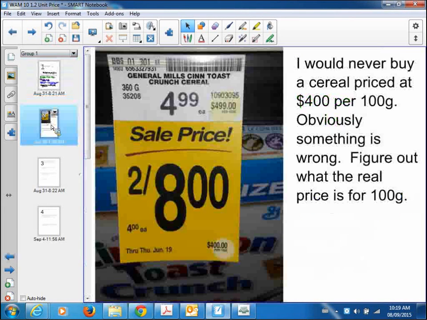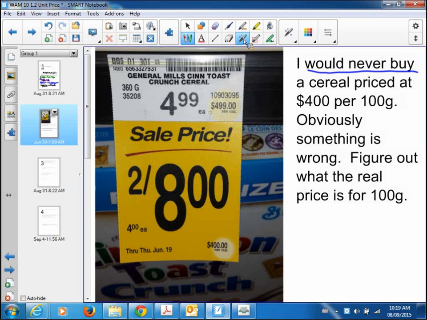Take a look at this. This is from a grocery store. I took this picture myself. Now they say, and this is obviously a mistake, I would never buy a cereal priced at $400 per 100 grams. They say that the regular price is $4.99 per 100 grams. It's obvious they made a mistake. So, figure out what the real price is for 100 grams.